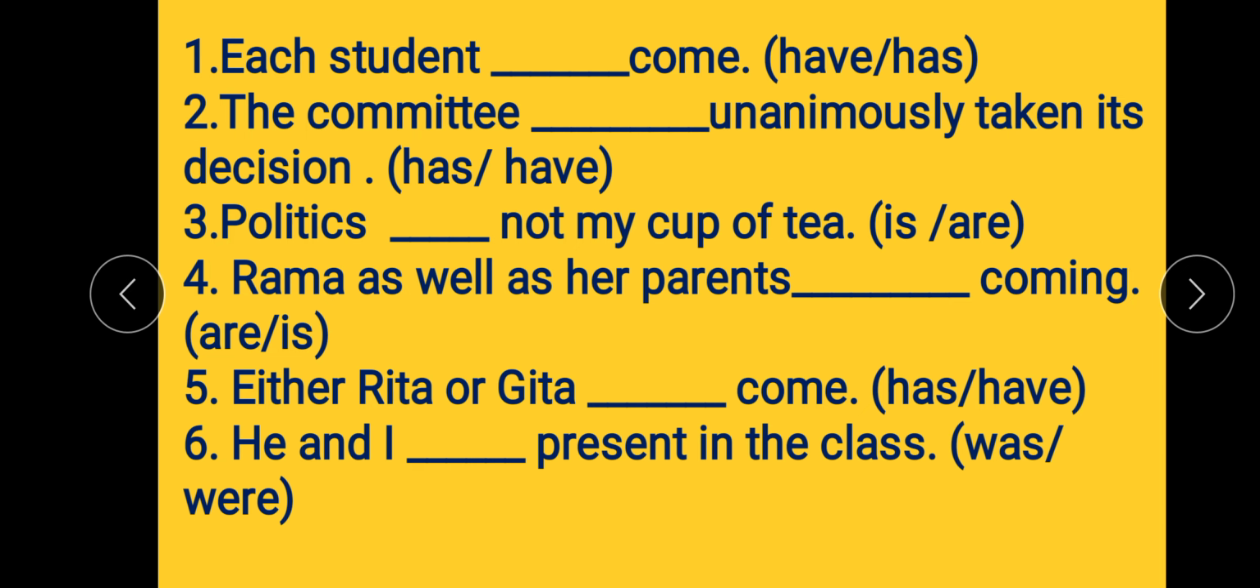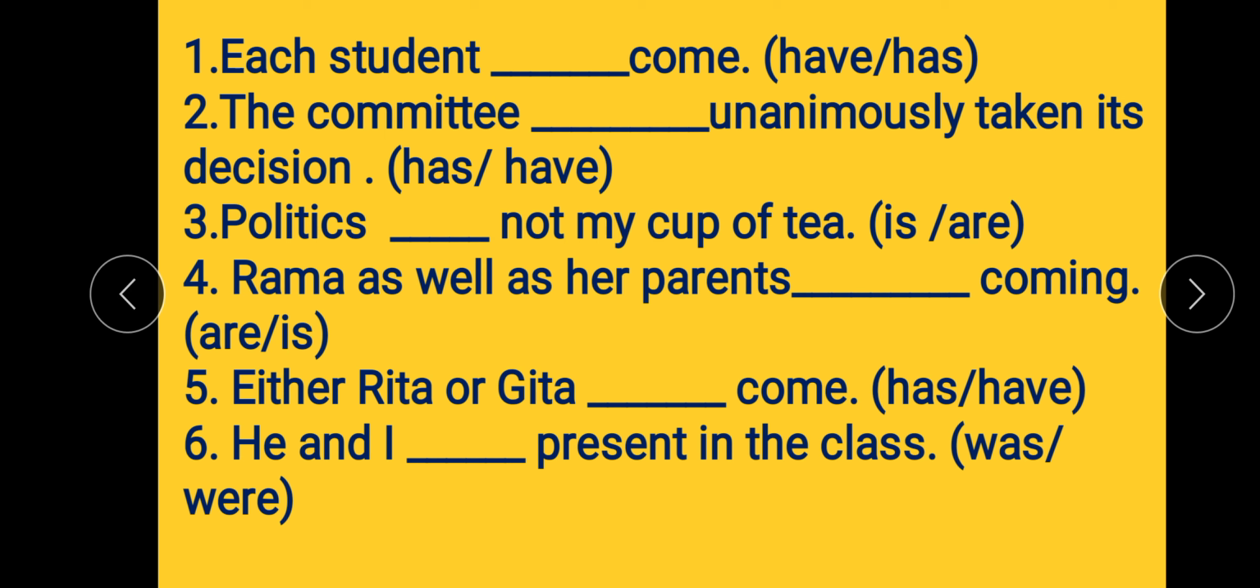So I am reading this out for you. First, each student dash come. Verbs are have or has. Second, the committee dash unanimously taken its decision. Verbs are has or have. Number 3, politics dash not my cup of tea. Your options are is or are. Number 4, Rama as well as her parents dash coming. Your options are are or is.